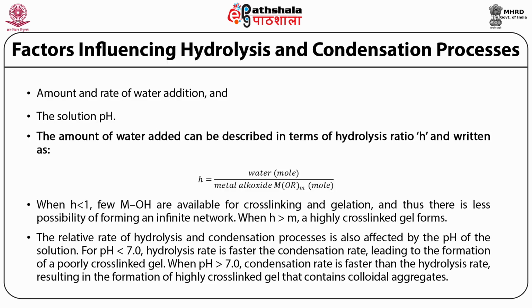The relative rate of hydrolysis and condensation processes is also affected by the pH of solution. For pH less than 7, hydrolysis rate is faster than the condensation rate, leading to the formation of a poorly cross-linked gel. When pH is greater than 7, condensation rate is faster than the hydrolysis rate, resulting in the formation of highly cross-linked gel that contains colloidal aggregates.